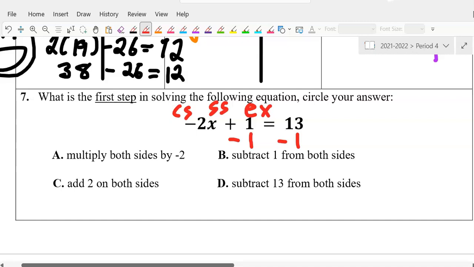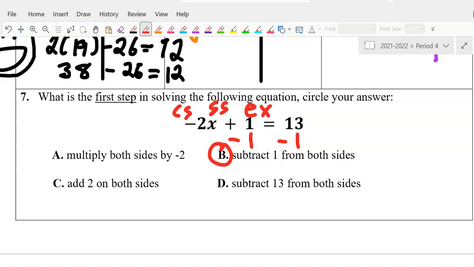Oh, last person, this is Dungeon Master. The answer is B. You subtract 1 from both sides. B, subtract 1 from both sides. Hey, that was good teamwork. All 3 people on that problem. Very good teamwork. All right.